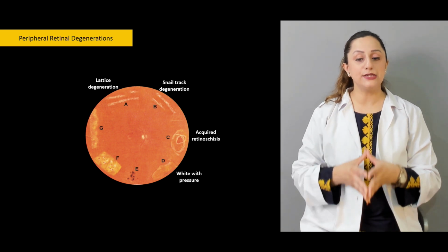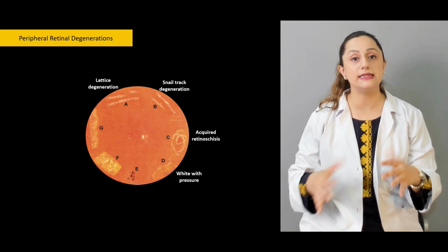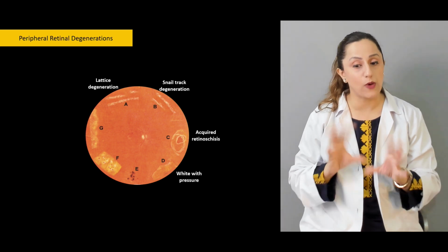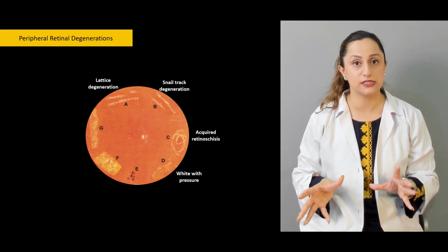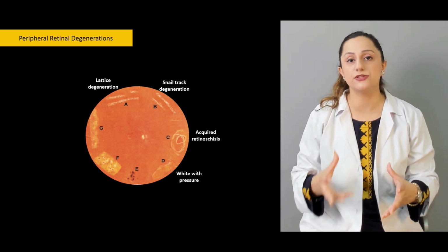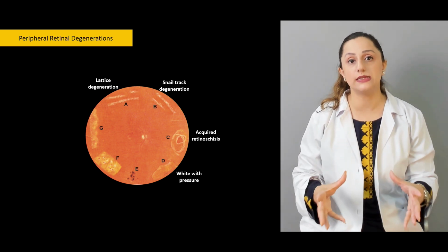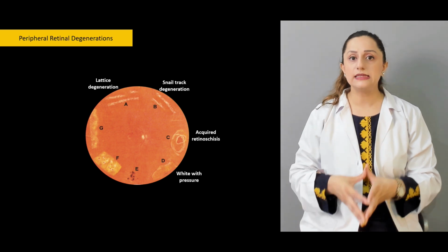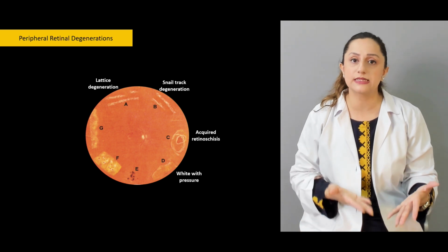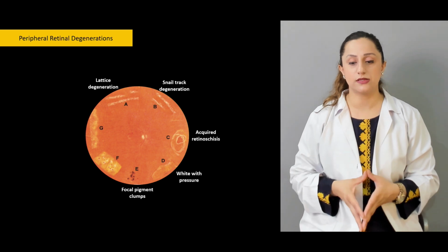So then we have white with pressure. Where is the pressure being applied? It is applied on the sclera. The scleral indentation gives rise to a whitish presentation on the fundus, and that highlights that there is some sort of retinal degeneration going on in that particular area, which appears white on the scleral indentation. This is not particularly related to retinal detachment, and sometimes, in very rare cases, it can be, but usually it is not.